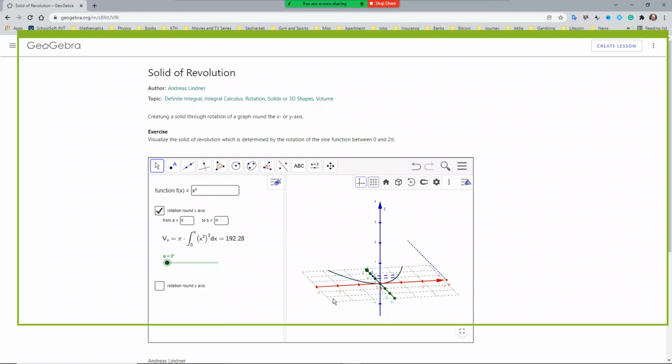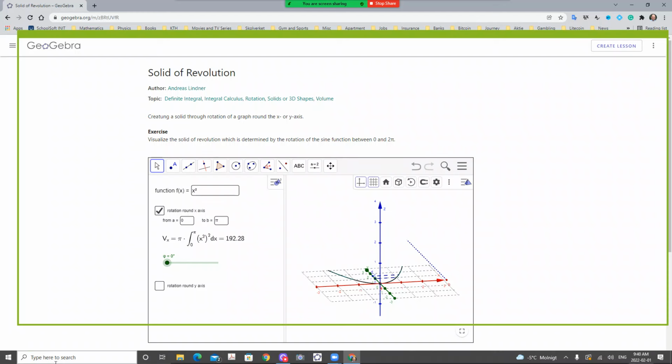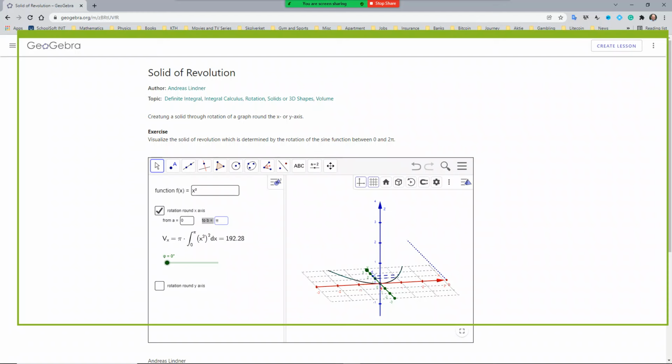So this is just the parabola. This is y equals x squared, the function. Of course, pi is not a very natural number here. Let me make it 2, for example. It's better. Okay, and then let us see what happens.